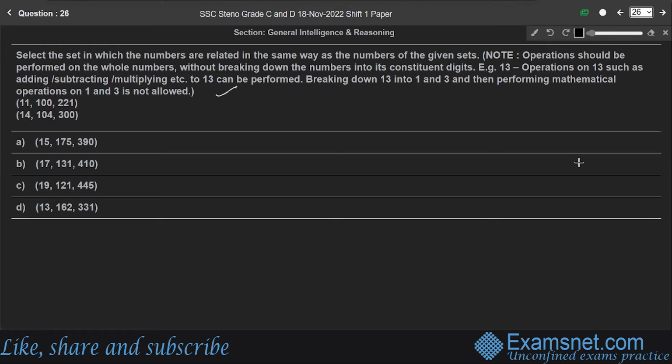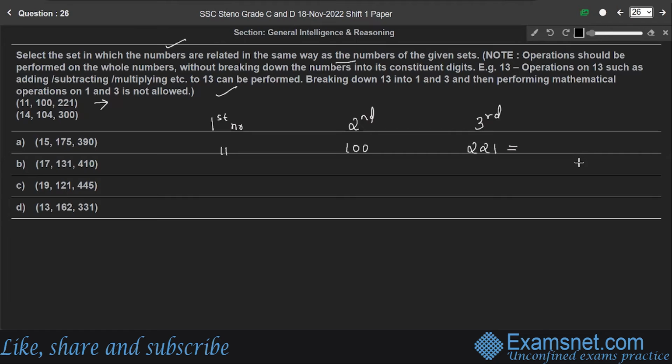Question 26. Select the set in which the numbers are related in the same way as the numbers of the given sets. Here is a note that the mathematical operations should be performed on the whole numbers, right? So consider the first set of numbers, 11, 100 and 221. The first number is 11, the second number is 100, and the third number is 221.